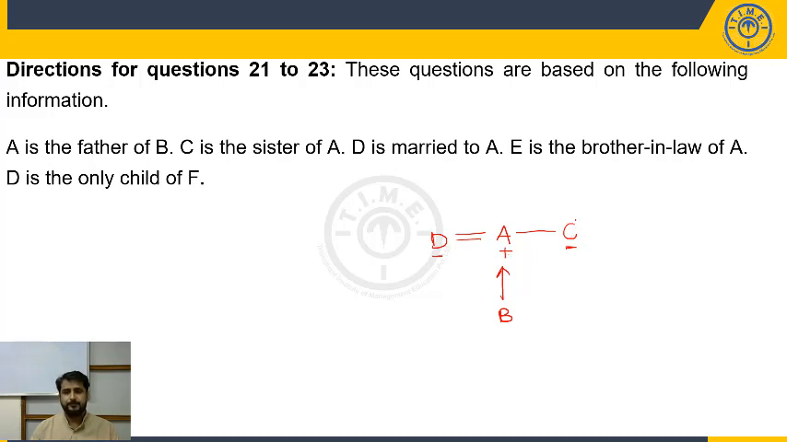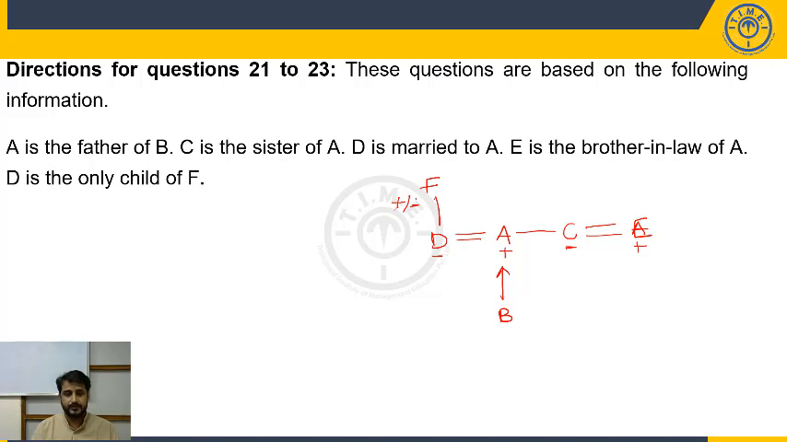E is a brother-in-law of A. It could be spouse's brother, or it could be sister's husband. It could be anything. But it is given D is the only child of F, so I cannot take the spouse's sibling. So it has to be sister's husband. So C and E are a married couple. That's it. And D is the only child of F. But we don't know the gender of F, so F can be male or female.